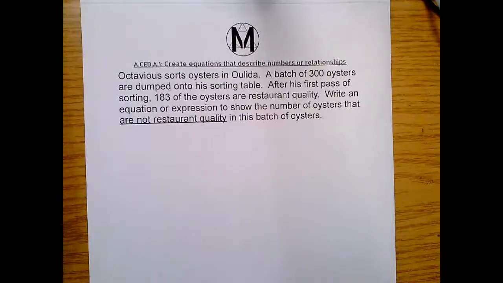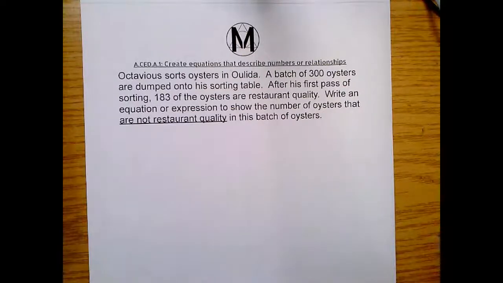All right, let's do some Mathity-Math. Says here, Octavius sorts oysters in Walladia. A batch of 300 oysters are dumped onto his sorting table. After his first pass of sorting, 183 of the oysters are restaurant quality. Okay, simple enough. Says write an equation or expression to show the number of oysters that are not restaurant quality in this batch of oysters.